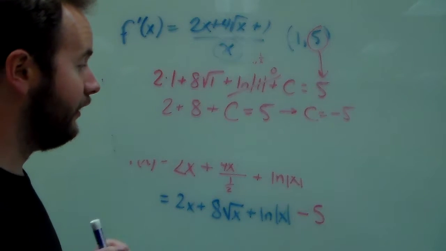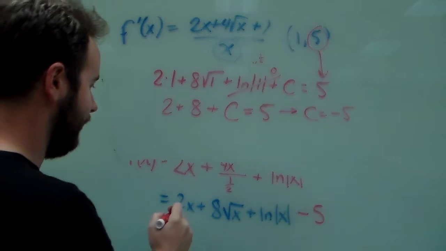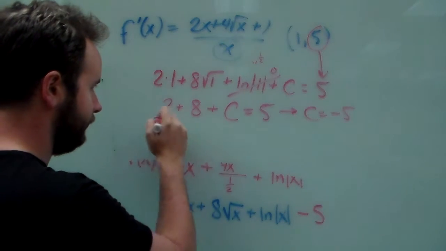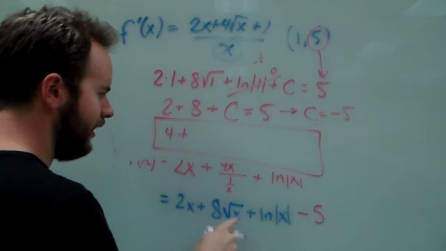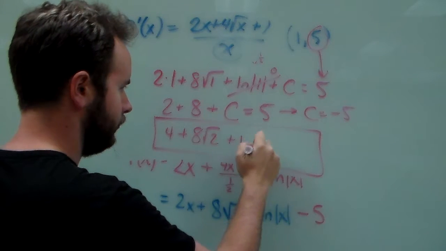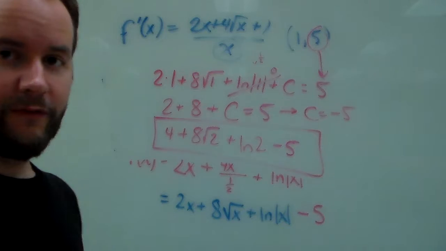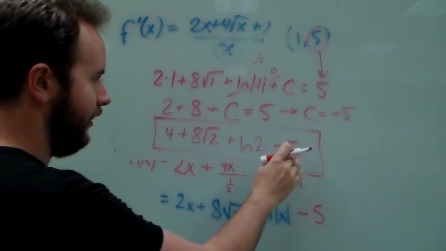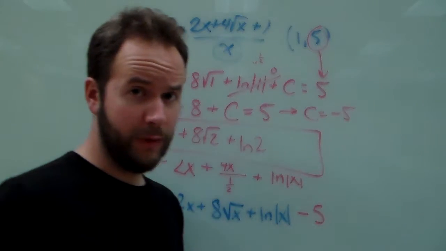With that in mind, we can finally complete the problem, which tells us to plug in, I believe, 2 for x. So let's plug in 2 now. When I plug in 2, I get a final answer of 2 times 2 is 4, plus 8 times root 2, plus ln of 2, not plus 5, but minus 5. So that would be your final answer. Of course, 4 minus 5, you could say, is negative 1. So that would be your final answer when you plug in 2.